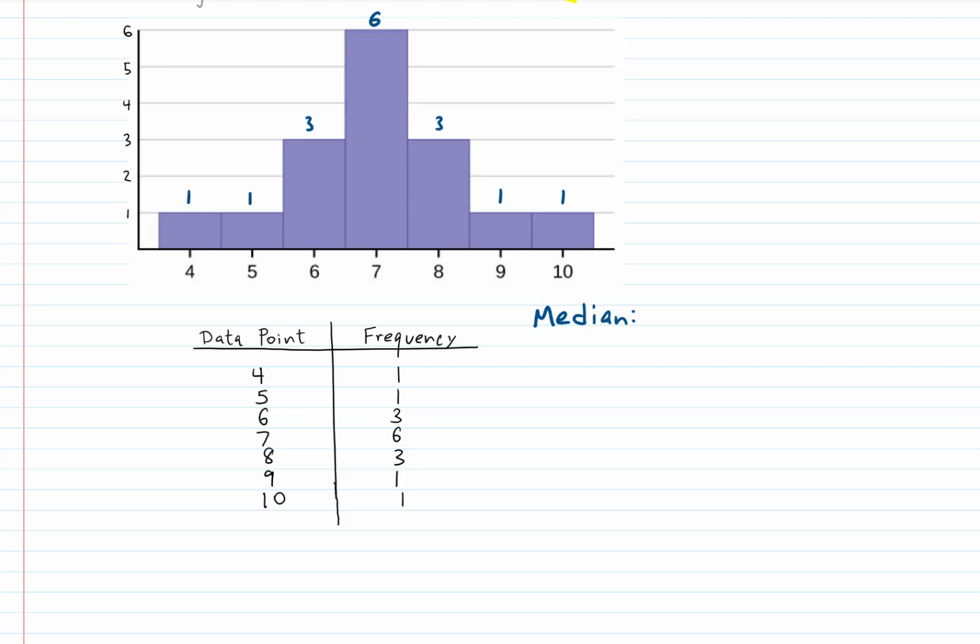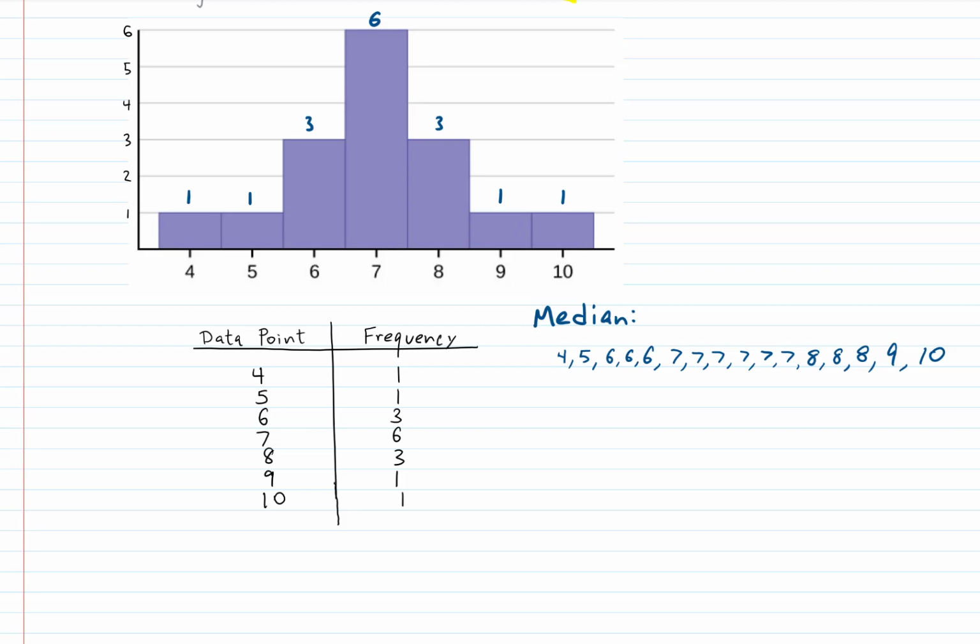Let's find that. So we list them in order. So there's a 4 and a 5 and 3 6s and 6 7s. Do I really need to write the list out? No, I don't, right? But I'm just doing it anyways. But I could get the information off of that frequency table. There's 3 8s and a 9 and a 10. So how many data points are there? I count 1, 2, 3, 4, 5, 6, 7, 8, 9, 10, 11, 12, 13, 14, 15, 16 of them.